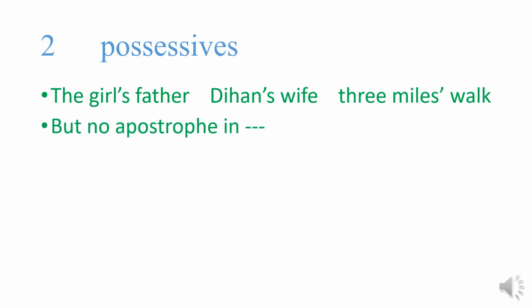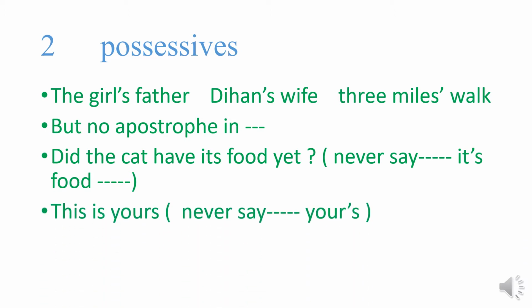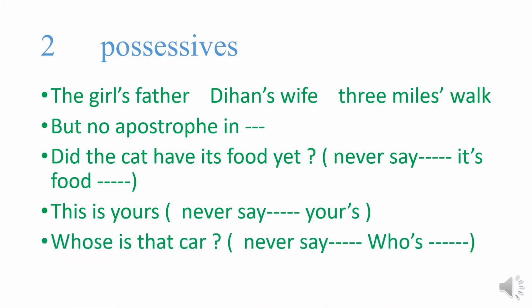But no apostrophe in some cases. Possessive determiners and pronouns do not have apostrophes. The example is, did the cat have its food yet? You see the word its, but we should never say it's food. This is yours. Never say your's, in bracket, I have already shown you. Whose is that car? But we should not say who's, which means who is. We should say whose only.